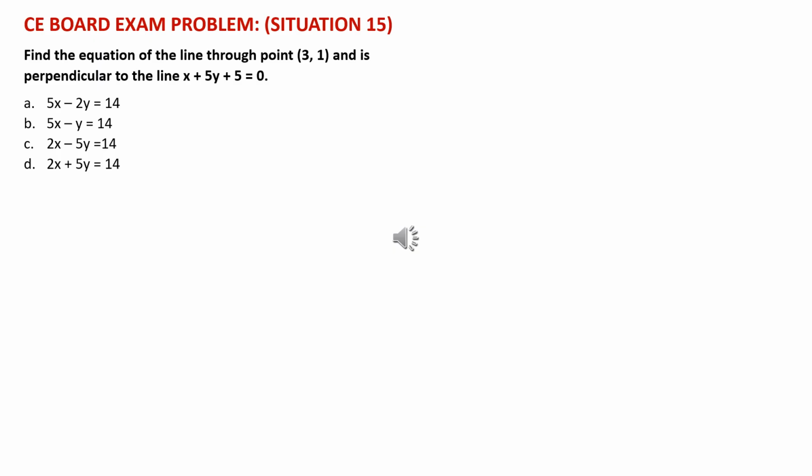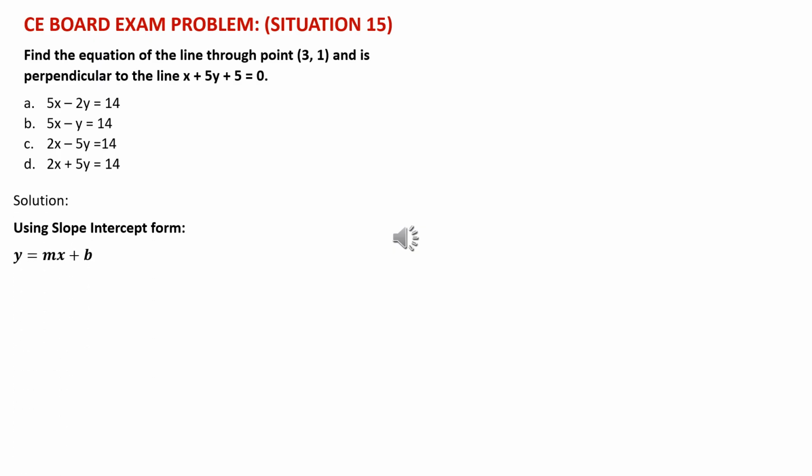Now let us have another board exam problem. Situation number 15. Find the equation of the line through point (3, 1) and is perpendicular to the line x + 5y + 5 = 0. The following are the choices. 5x - 2y = 14. 5x - y = 14. 2x - 5y = 14. 2x + 5y = 14.